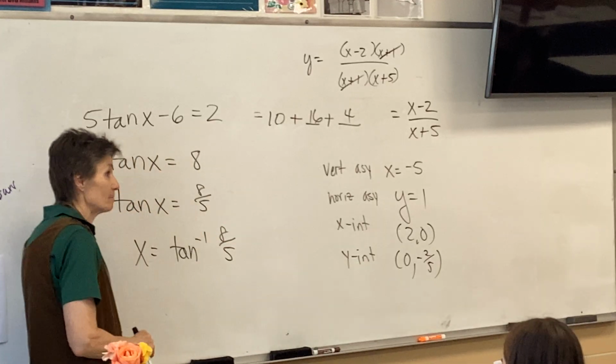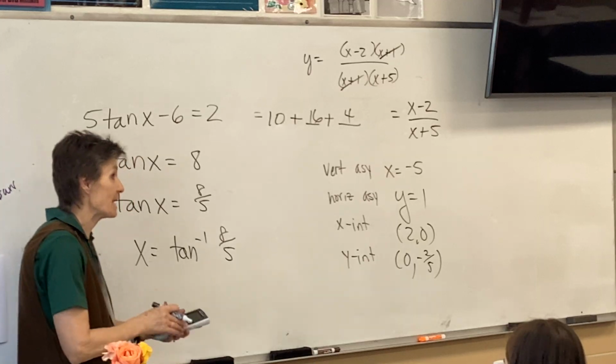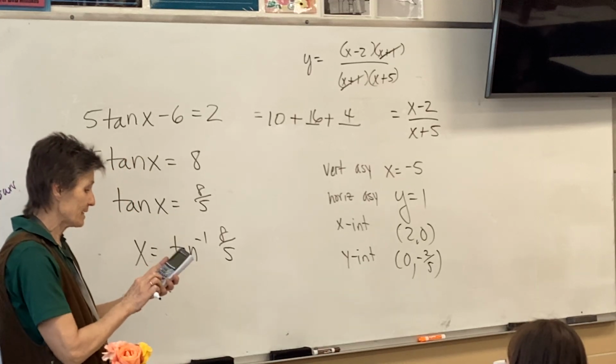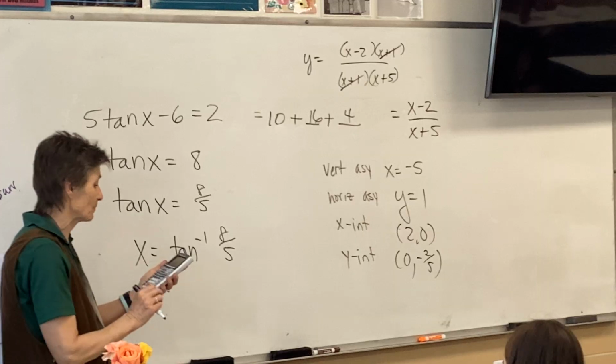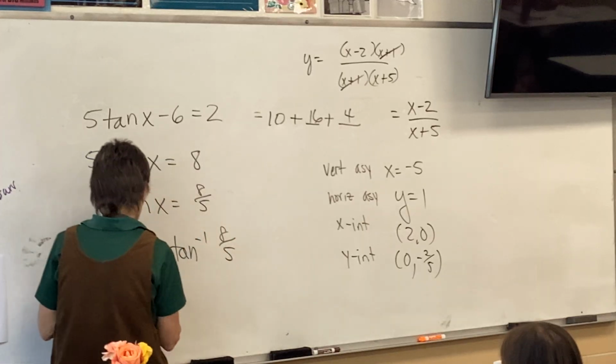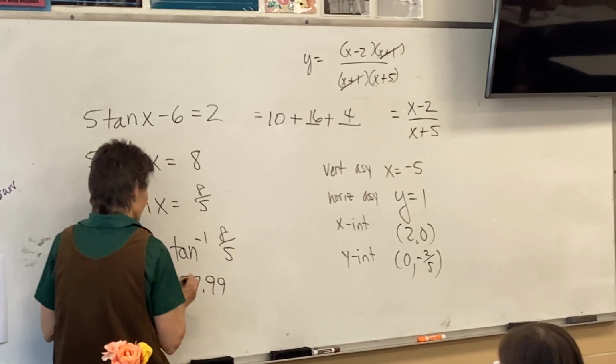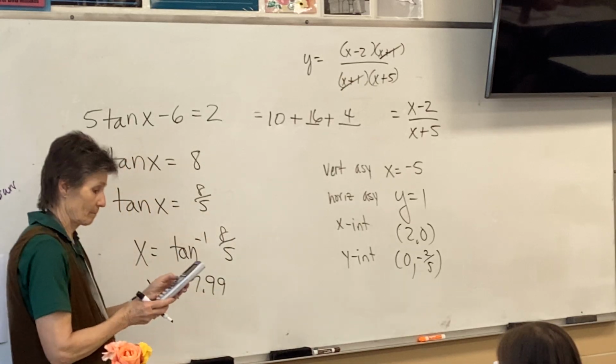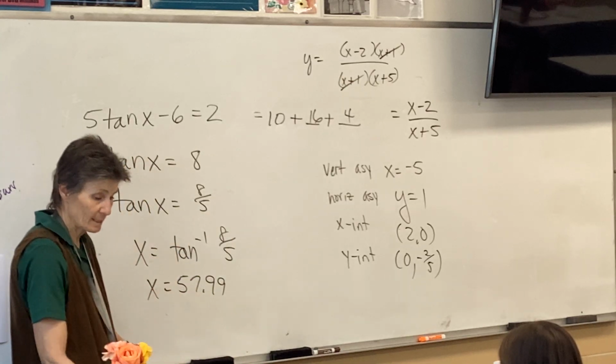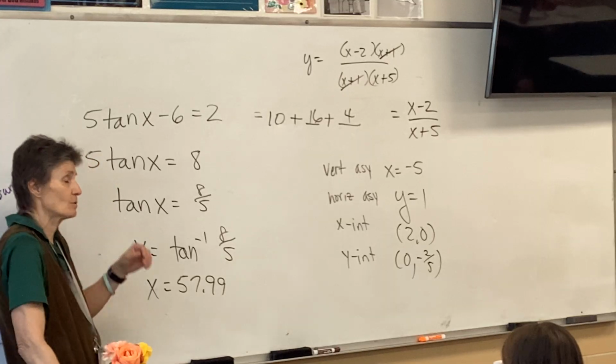Inverse tangent of 8/5, that will give us the angle. So the inverse tangent of 8/5, and the angle is 57.99. Yep, okay. Anytime you want to find the angle, you're going to inverse tan.